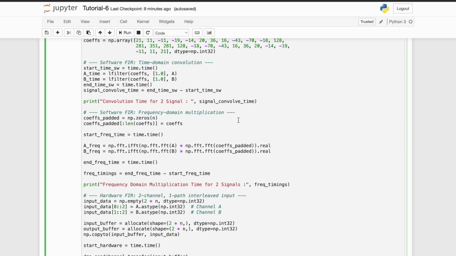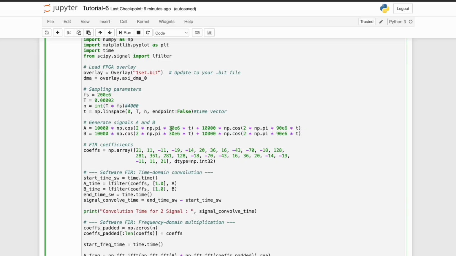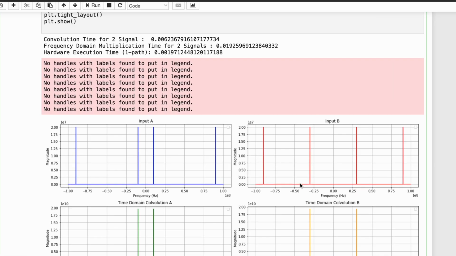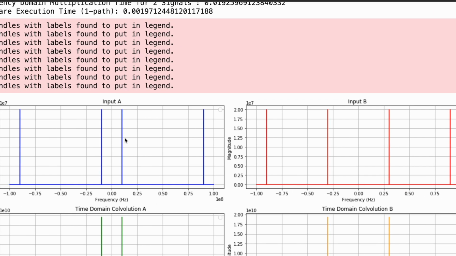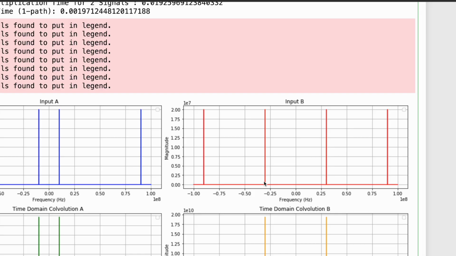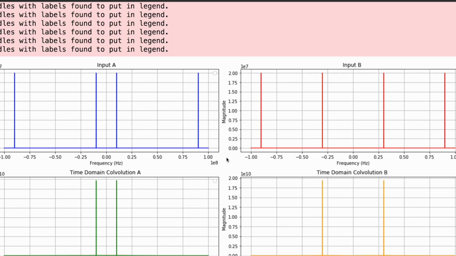Once you plot them, let us look at our test signal. We have 10 and 90 megahertz, 30 and 90 megahertz over here again. So according to our low pass filter, we should be able to filter out the 90 megahertz in both of these test signals. Let us look at the input. Over here we have 4 peaks at plus 10, minus 10, plus 90 and minus 90. Similarly, we have 4 peaks at plus 30, minus 30, plus 90 and minus 90 again.